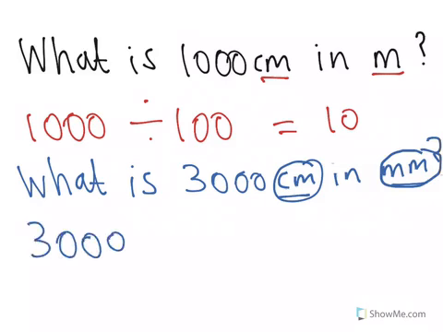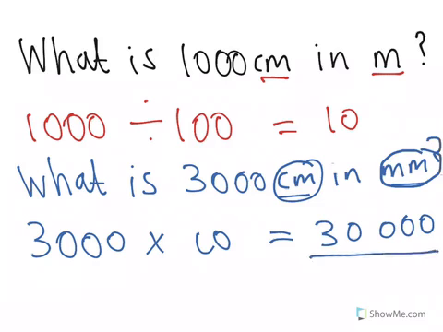So we take our original number, 3,000, and we times it by 10. And obviously, you're just really adding an extra zero. So you end up with 30,000. Although in real terms, you are moving those numbers one place to the left on your place value chart, filling in the gap with a zero, which is why we get 30,000 millimetres as our answer.